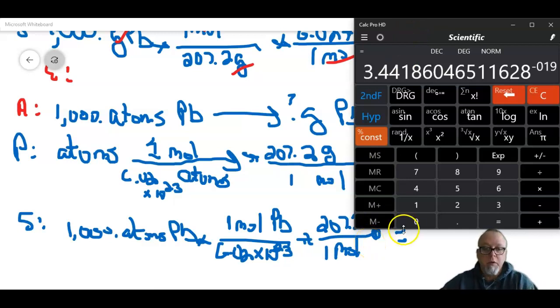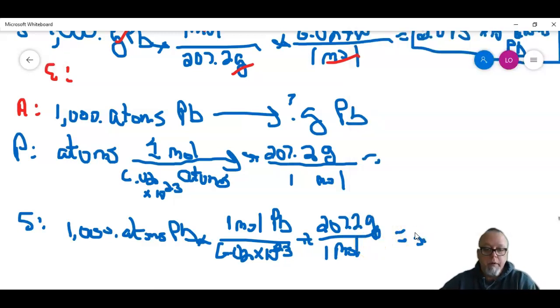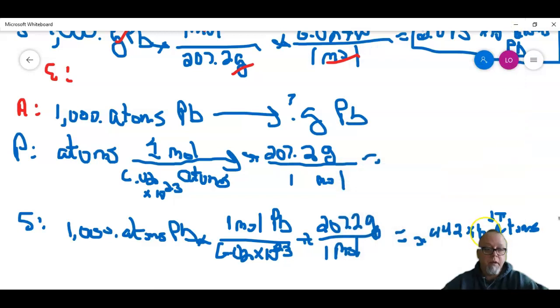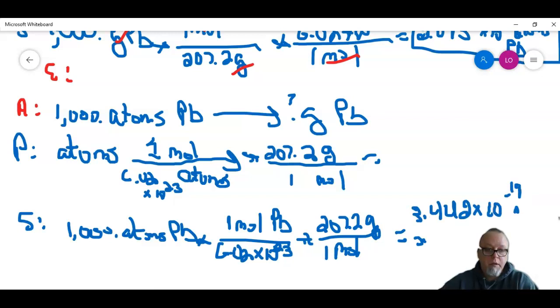So this is equal to 3.442 times 10 to the negative 17 atoms. That's a very small number. Let's just check that number again. 3.442 times 10 to the negative 19. Should have told me, guys. Let me write that all over again because that's a real number. So 3.442 times 10 to the negative 19 atoms of lead.